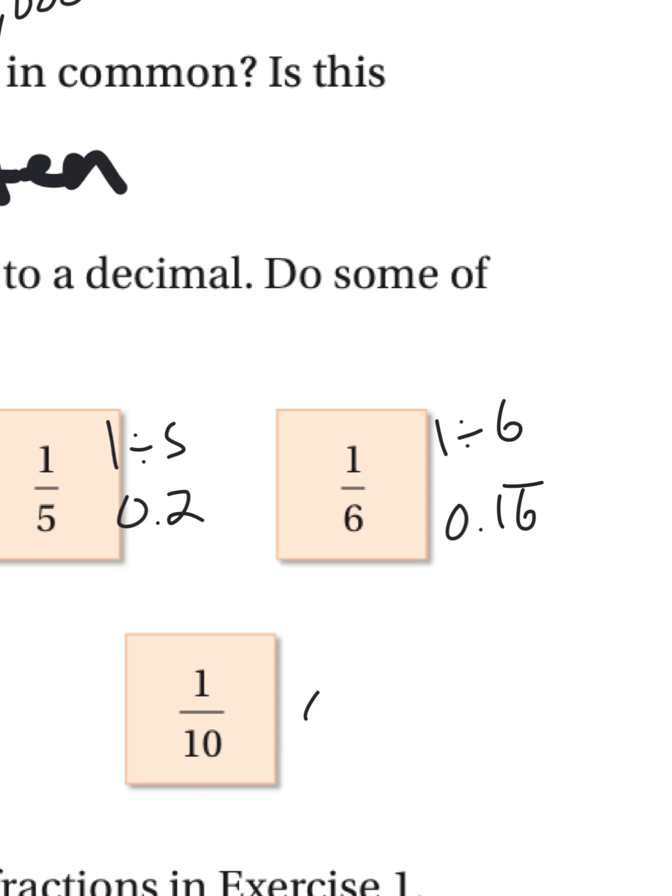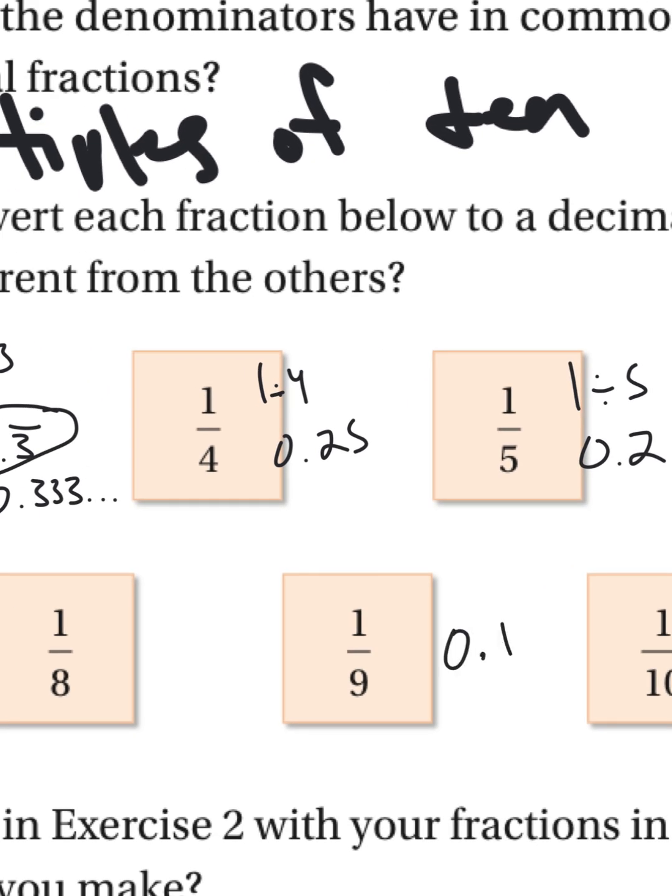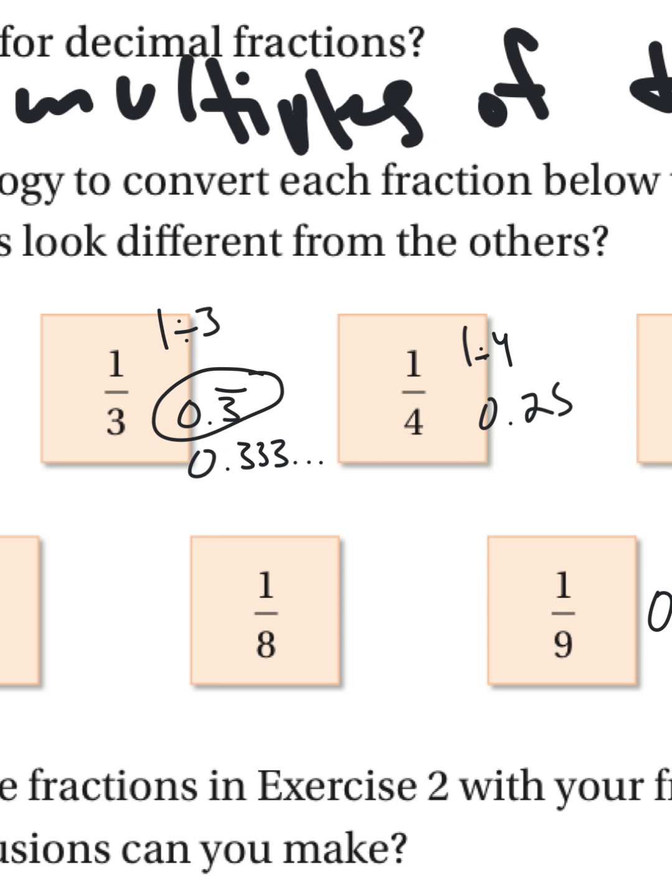All right, 1 divided by 10 should be 0.1. 1 divided by 9 should be 0.1 repeating. 1 divided by 8 should be 0.125.